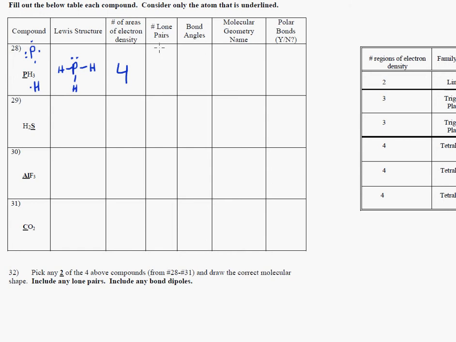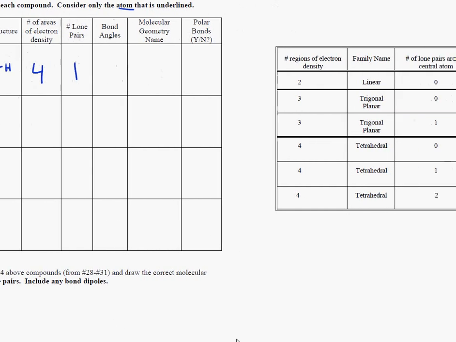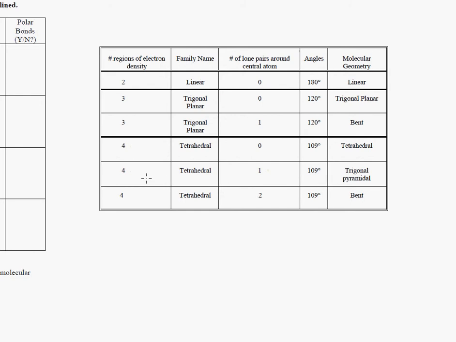In the number of lone pairs column, it's not the number of lone pairs in the total molecule, it's how many are on that central atom, so the one that's underlined here. So for phosphorus, it only has 1 lone pair, so it has 1. And then for these 2 columns here, the bond angles and the geometry name, you can just go to the table and use the information you just figured out. We just said that we had 4 areas of electron density, and 1 of them is a lone pair. So that must mean that the bond angles are around 109 and that my shape is trigonal pyramidal.